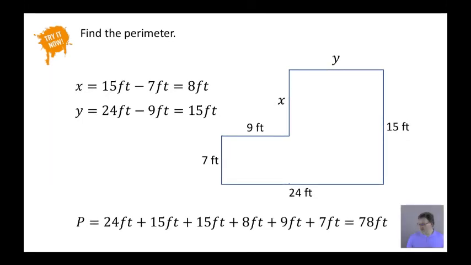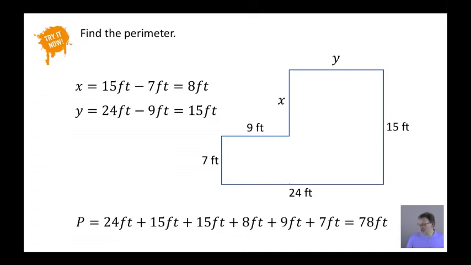Welcome back. Well, finding the lengths of x and y were hopefully pretty straightforward there. To find the length of x, we took the opposite wall length of 15 feet and subtracted off 7 feet on an additional wall close to x, and we got a length of 8 feet.